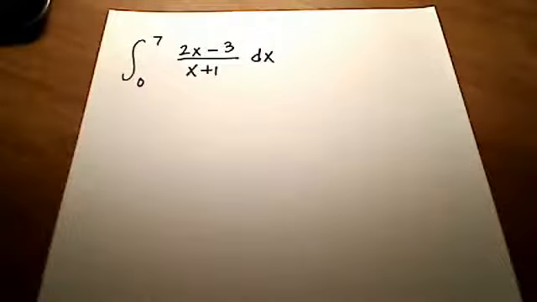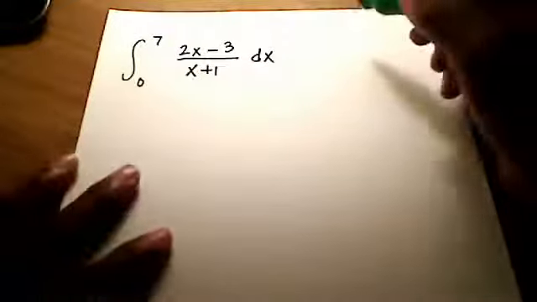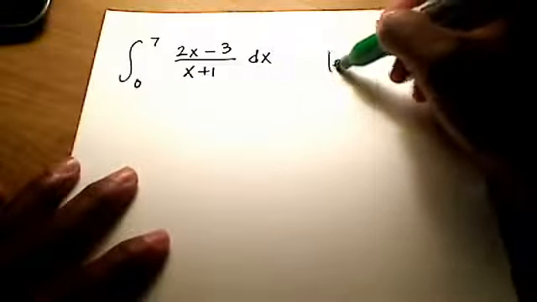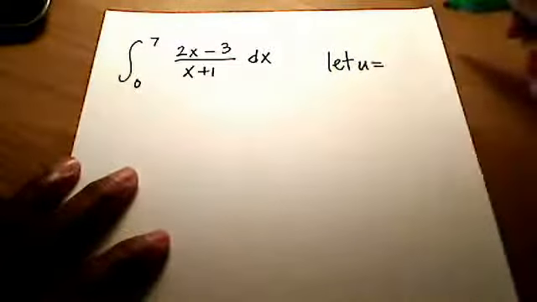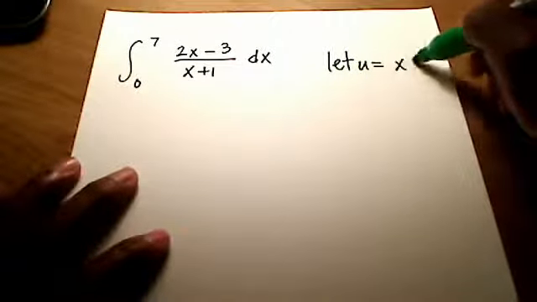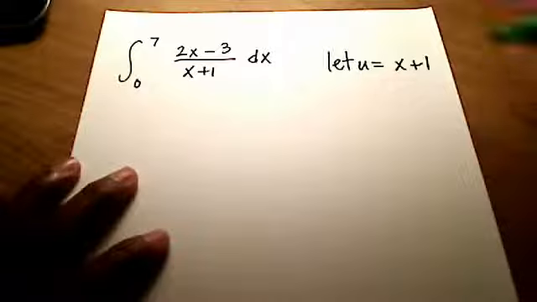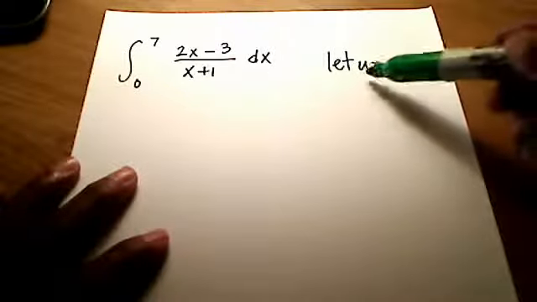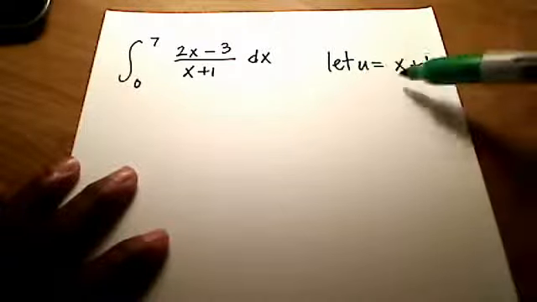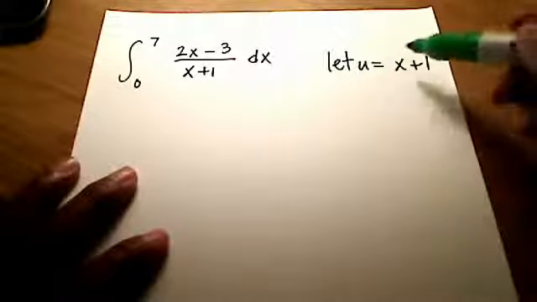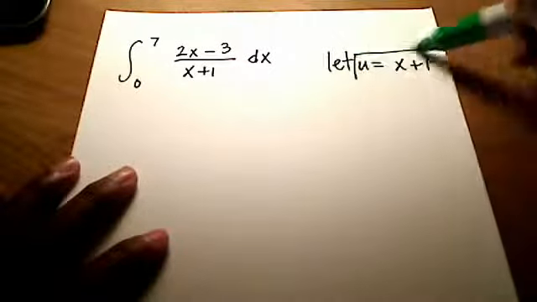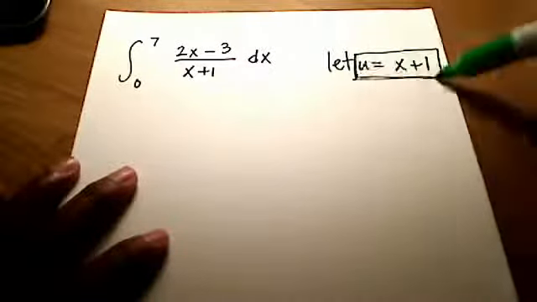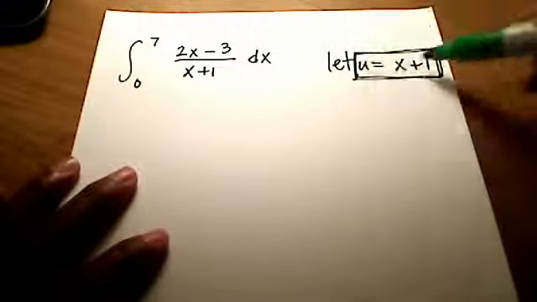So in this problem here, let's let u equal our entire denominator, x plus 1. Before I take the derivative of this, because substitution says once we define what u is equal to, then we take the derivative of u with respect to x. But before I do that, let me show you one more thing. So we're going to let u equal x plus 1.